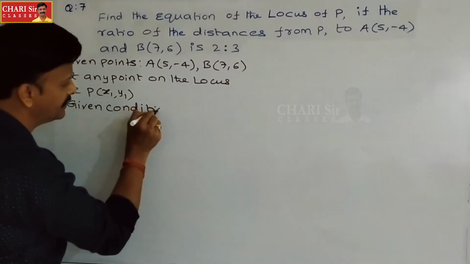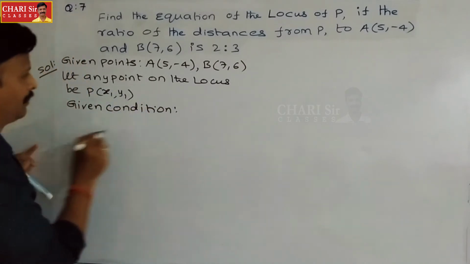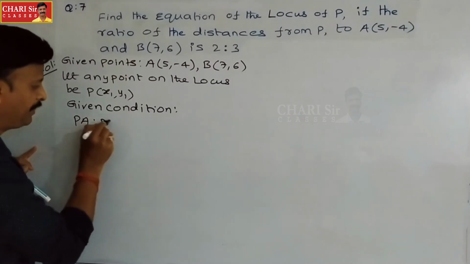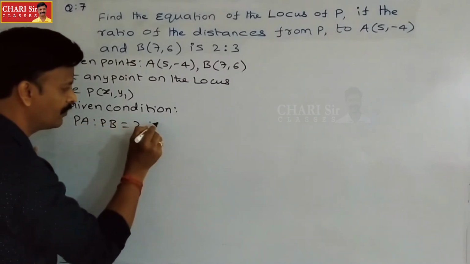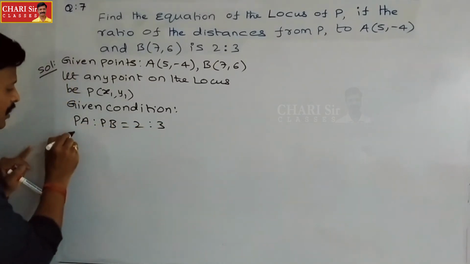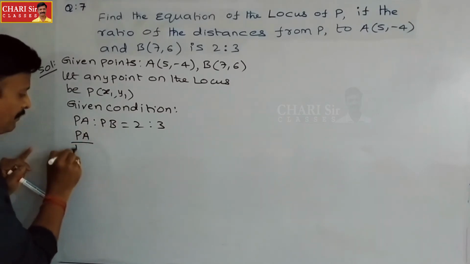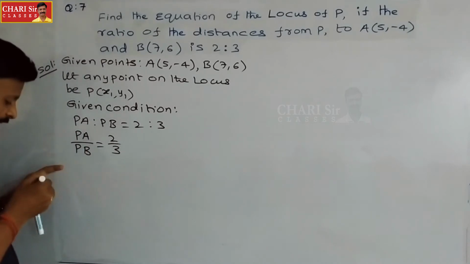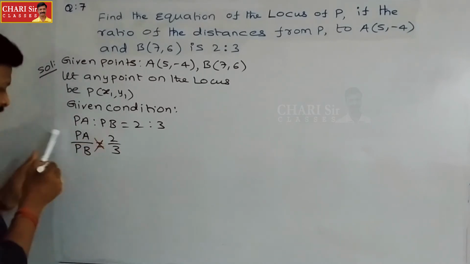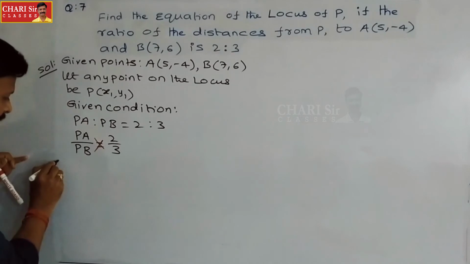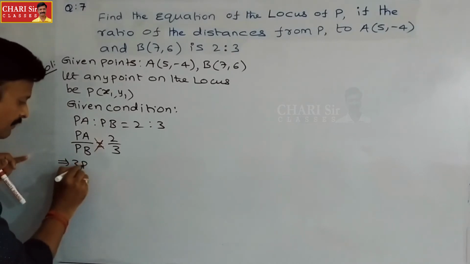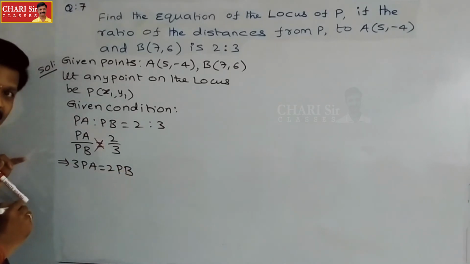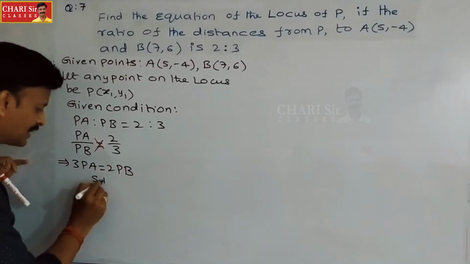We can write it as PA : PB is equal to 2:3, which can also be written as PA by PB is equal to 2/3. Now we can cross multiply it. From this we can write 3PA is equal to 2PB. Now squaring on both sides.